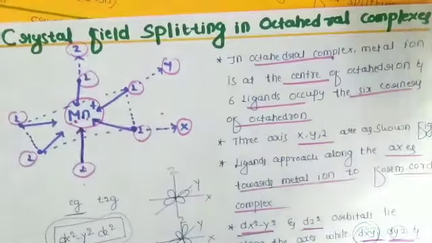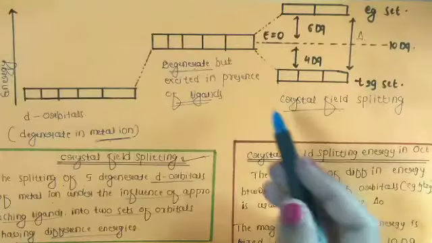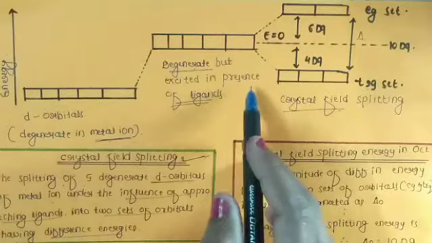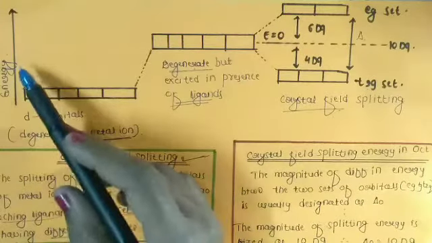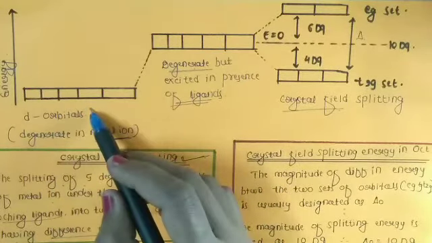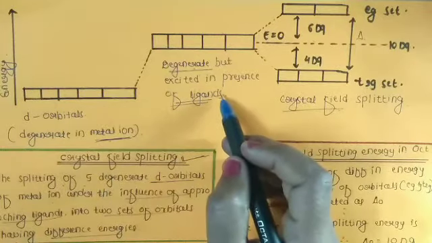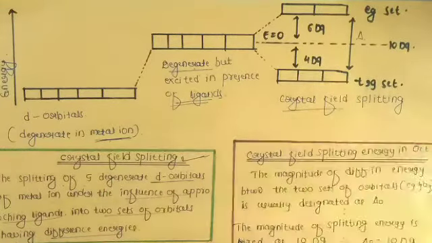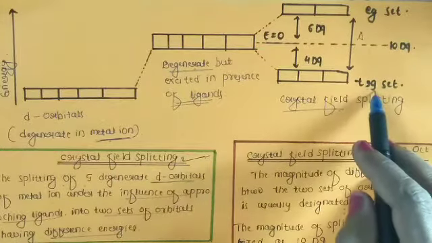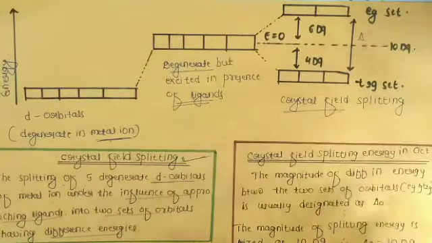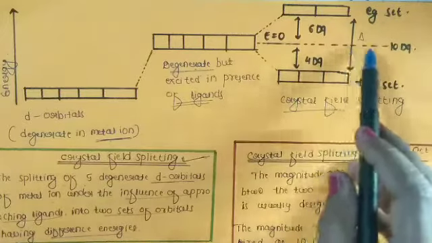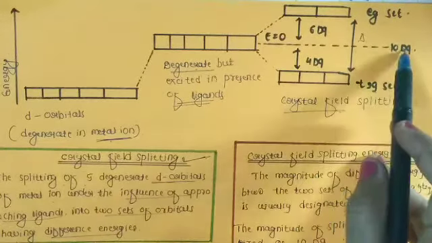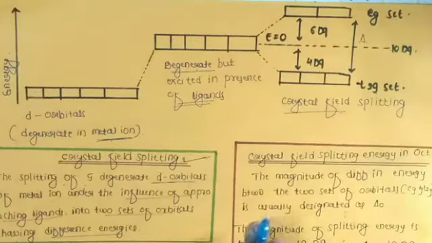So see here, dear student, this is the diagram of crystal field splitting in octahedral complexes. Here is the energy axis, and these are the d orbitals, and these are also d orbitals but in the presence of ligands. These show the splitting of the d orbitals: the T2g set and the eg set. Now the energy difference is there: it is 6 Dq and 4 Dq, and here the total is 10 Dq.